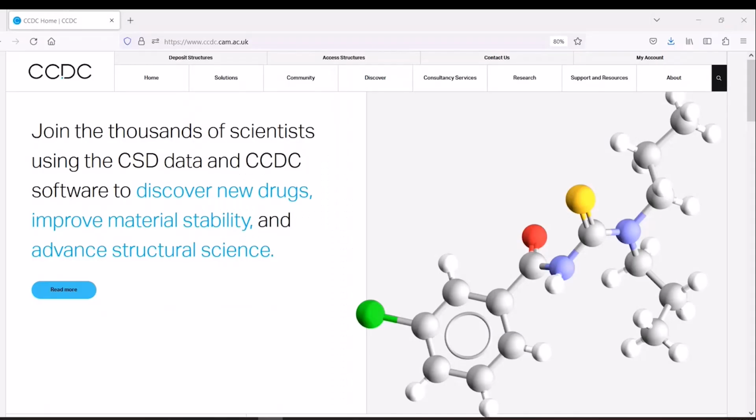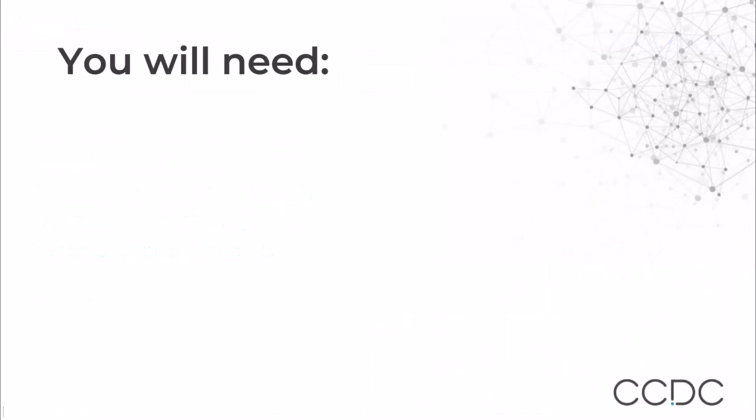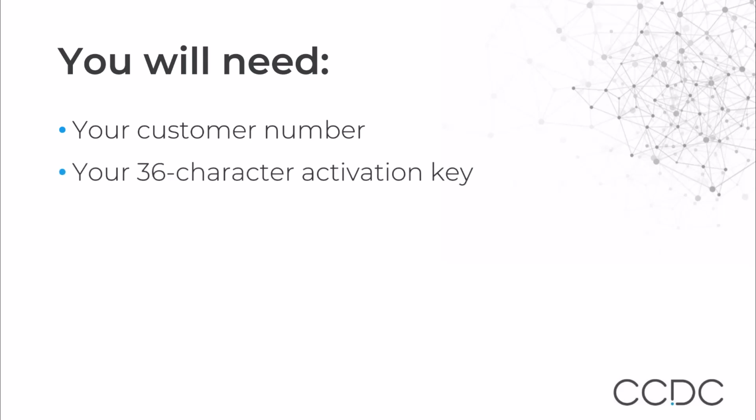In this video, I will show you how to request the download links for the CSDS portfolio and the installation process. To begin, you will need your license details, specifically your customer number and your 36-character activation key. This information is typically provided to your site contact.